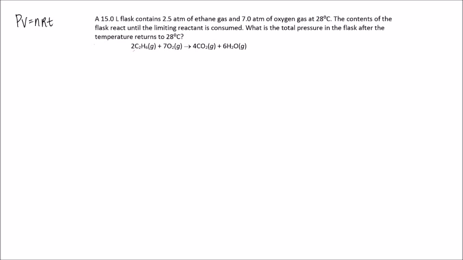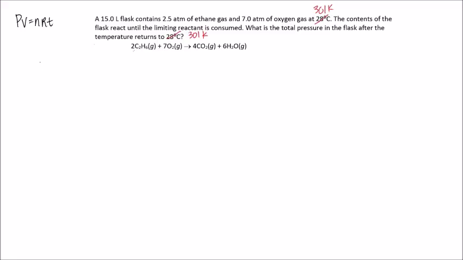So let's begin by changing Celsius into Kelvin, because that's always important, right? 28 plus 273 would be 301 K. So 301 Kelvin, and that's the same down here. So now we see that we have three units here: liters, atm, and Kelvin. So we have three of our variables, and we're just looking for the fourth, which is the number of moles.